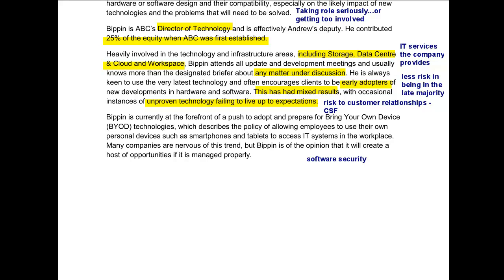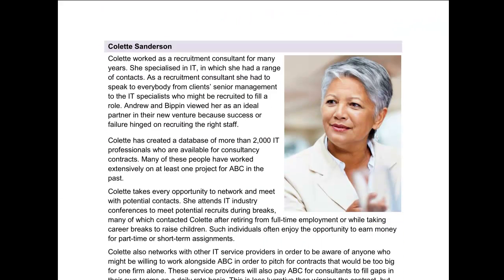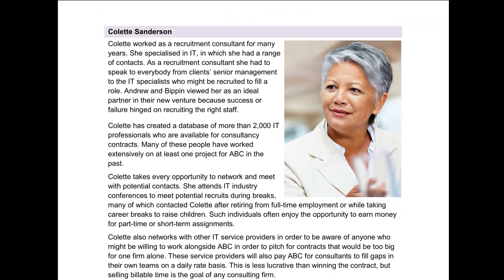So let's move on to the final founder now. This is Colette Sanderson. Colette doesn't necessarily have any experience in IT in terms of actually doing IT, but she has been a recruitment consultant for many years. And she has a very large range of specialist contacts, which of course was essential to the business in the initial stages when they needed a lot of freelance workers working on a daily wage.